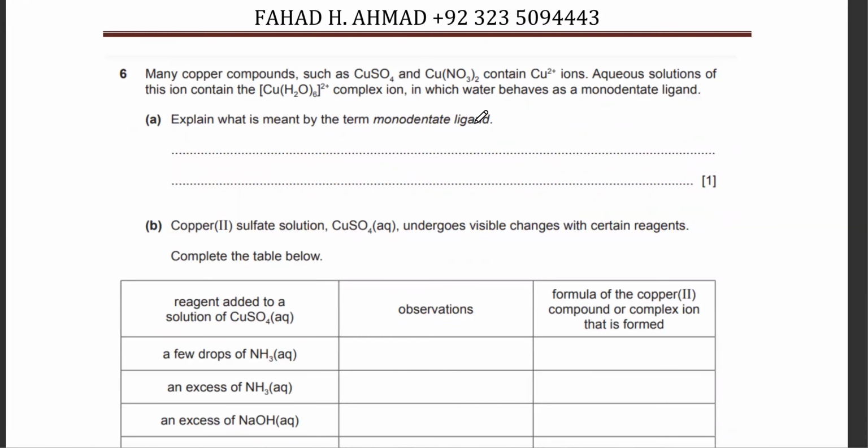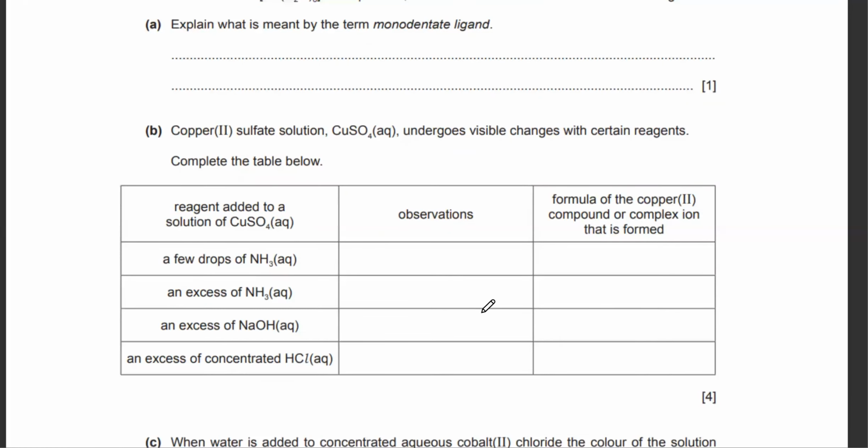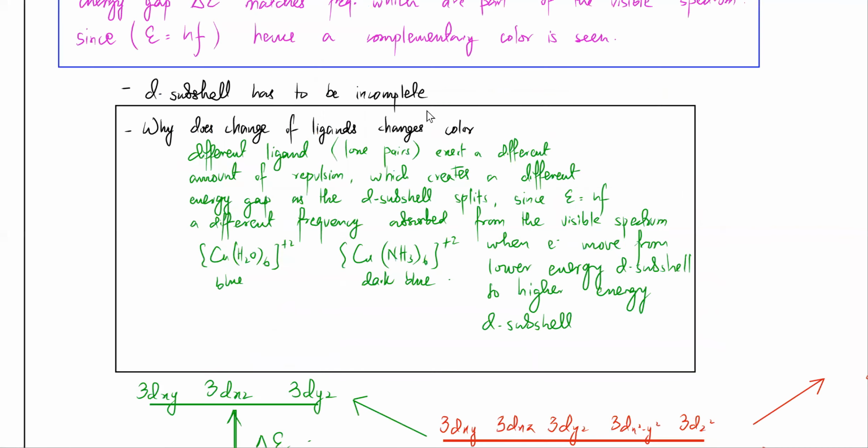Again, this is what is meant by the term monodentate ligand, one that can form only one dative bond with a metal ion, just one. It might have more than one lone pair, but it can form only one dative bond. Similarly, you have bidentate ligands and polydentate ligands that are capable of forming many dative bonds.